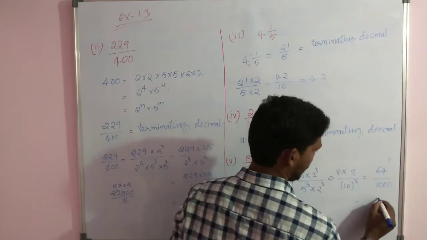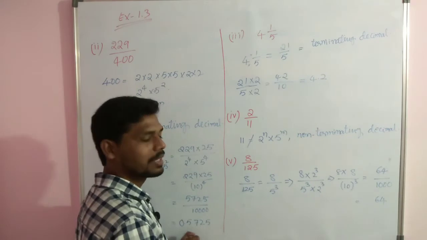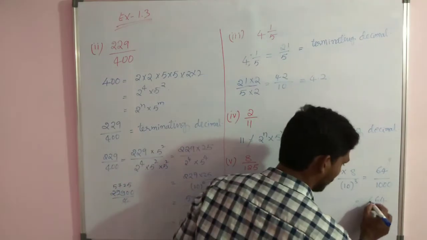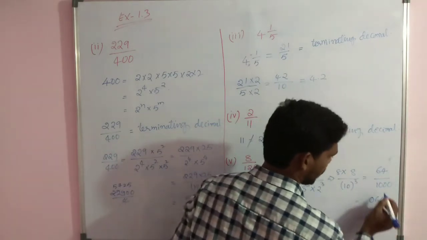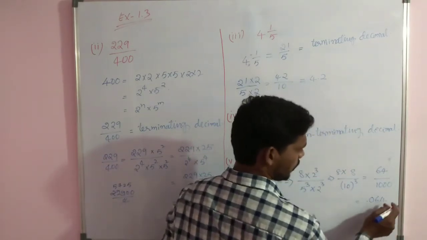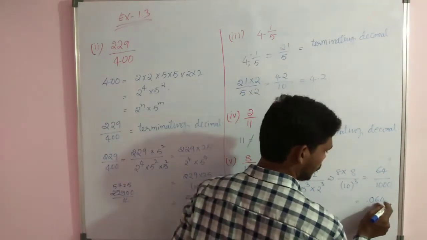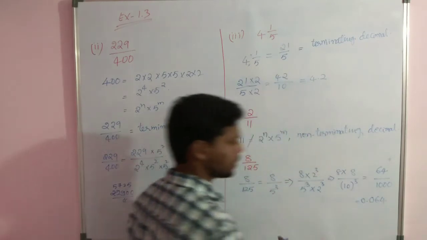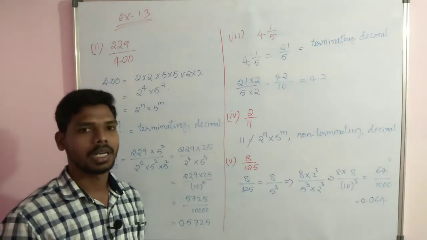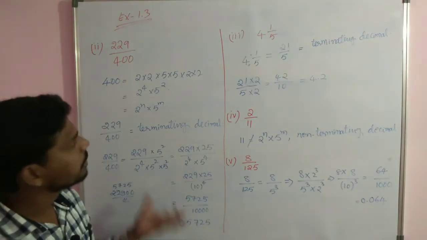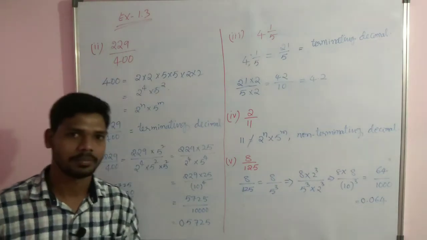So here we have only 2 digits, but in the denominator we have 3 zeros. So just keep a 0 on the left side of the number, that won't change the value, and now keep a decimal point before 3 digits, from right to left: 1, 2, 3. So 0.064 is the decimal form of the given fraction, that is 8 by 125. So exercise 1.3, the first bit, has completed. Make a note.